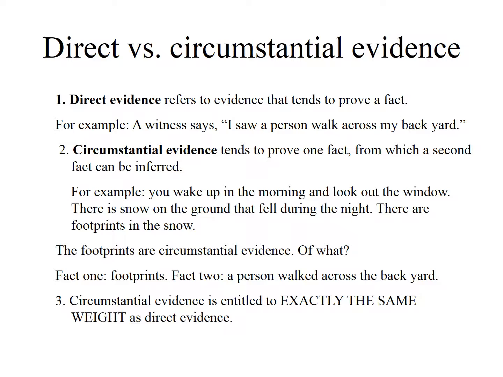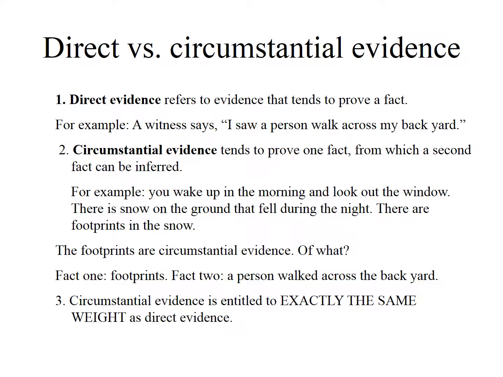Of what? Okay, fact number one. This is what the witness testifies to. I saw footprints in the fallen snow. But that tends to prove fact number two: a person walked across the backyard. So you see, both these items of evidence, the direct and the circumstantial, tend to prove the same fact. And they're both probably equally reliable.